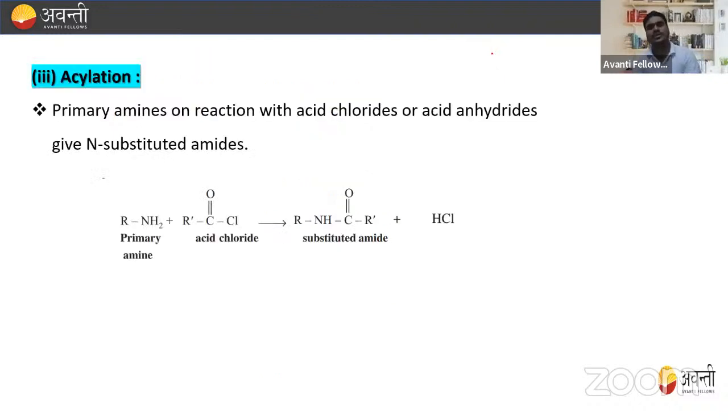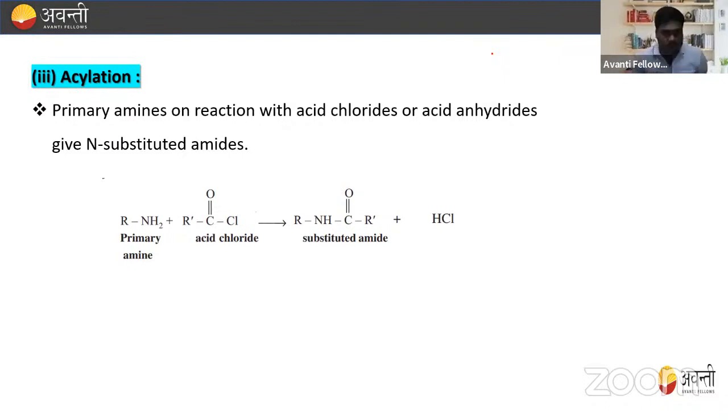Right. Now, on a similar basis, let's discuss acylation, what is happening in acylation. If I am talking about acylation, the primary amines on reaction with acid chloride like CH3COCl or maybe acid anhydride give substituted amide, right? So remember this point.